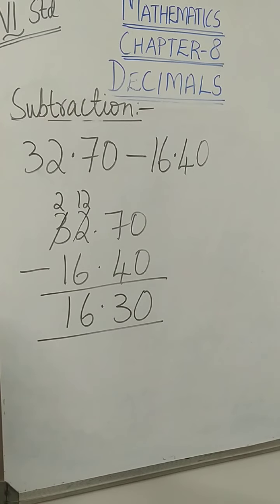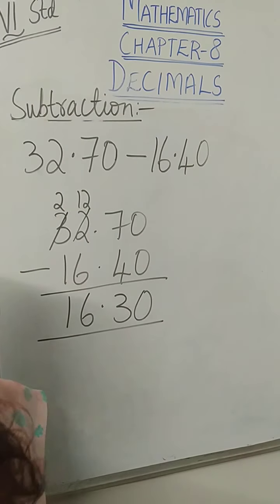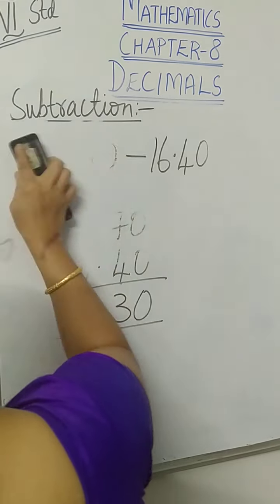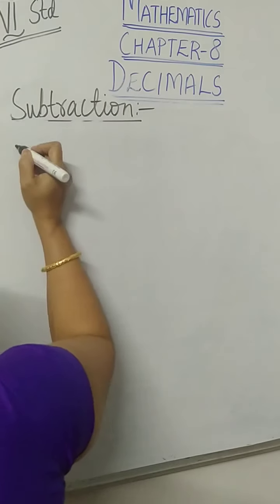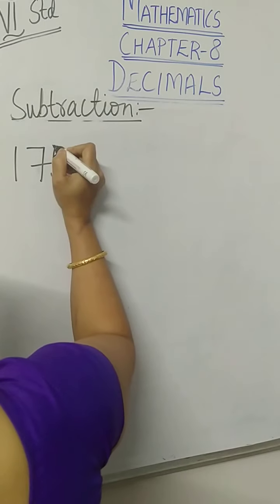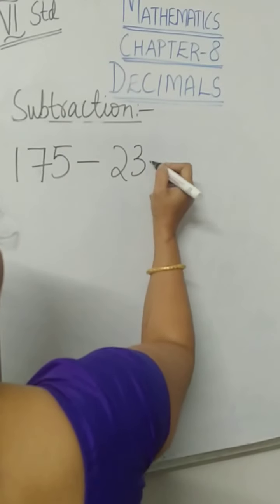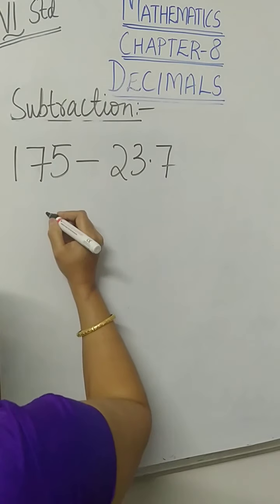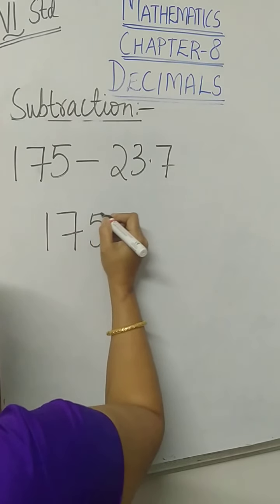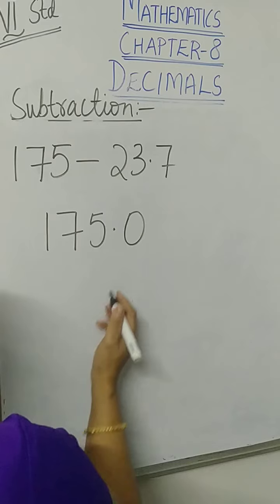this is the last part of the lesson, decimal addition and subtraction. I'll show you another example. 175 minus 23.7. Now look here. In case of the first number, there is no decimal here, it is understood the decimal comes after the number. So it is 175.0. The next number is 23.7.